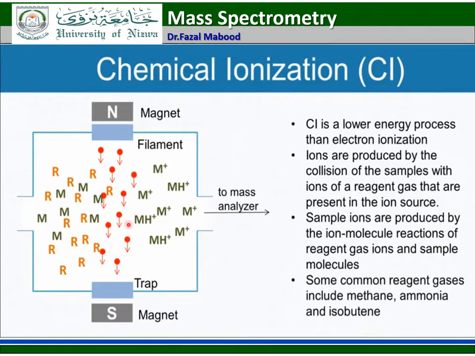Chemical ionization: again here you see the reagent gas interacts with the analyte, and chemical ionization is a lower energy process than electron ionization. Ions are produced by collision of the sample with ions of the reagent gas that are present in the ion source. Sample ions are produced by the ion molecule reaction of reagent gas ions and sample molecules. Some common reagent gases such as methane, ammonia, and isobutane are used in chemical ionization.